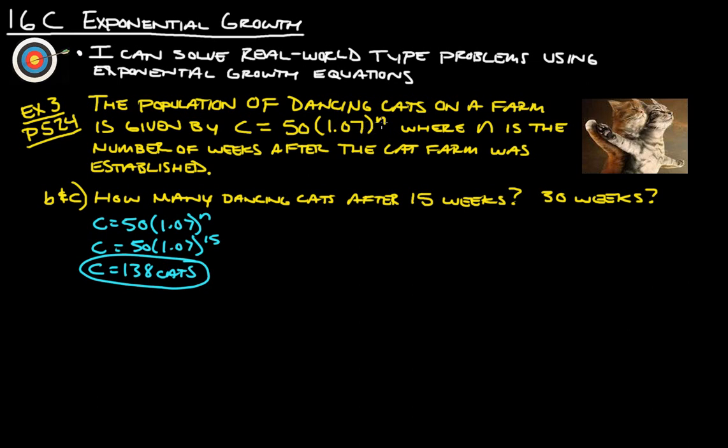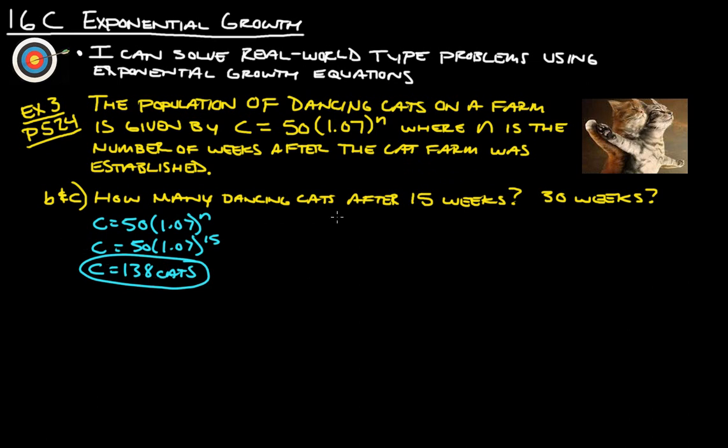And then again, this is an exponential function, so you're raising it to n. So after the first week, there's 50 plus 7% of 50, and then after the next week, there's that many cats. Let's say that's about 53 or 54 cats or so. Now those 54 cats are then increased by 7%. It's not the 50 cats every time, it's how many there are each week, and then each week the population continues to grow.